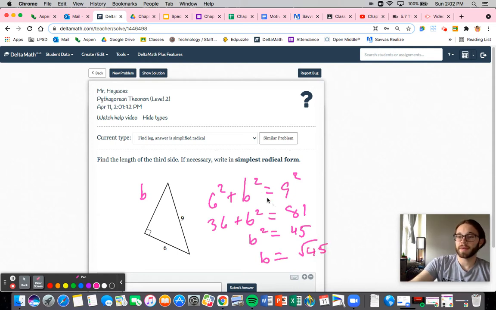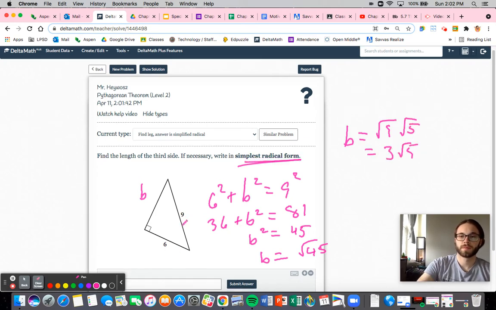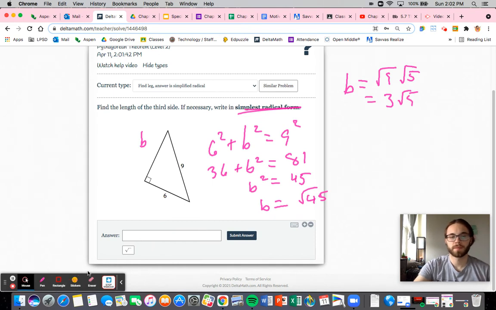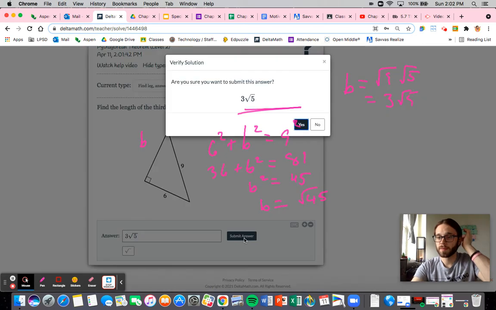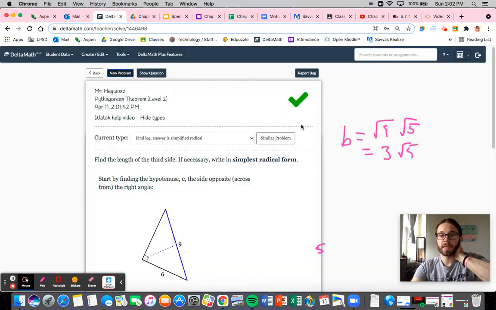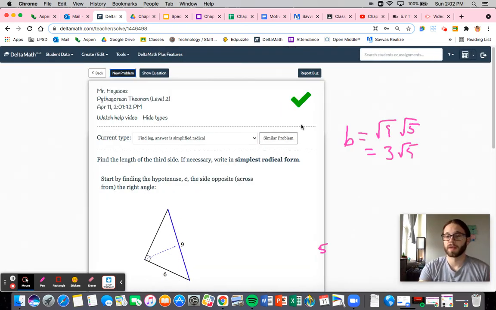I'm not going to leave it like that because it's asking for the simplest radical form. So I am going to break this down. So b is going to be equal to the square root of 9 times the square root of 5. So that is going to be 3 root 5. There we have it. 3 root 5. All right, so you get the idea relating to the Pythagorean theorem.